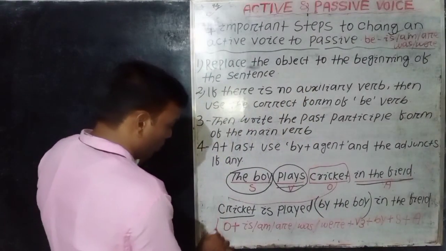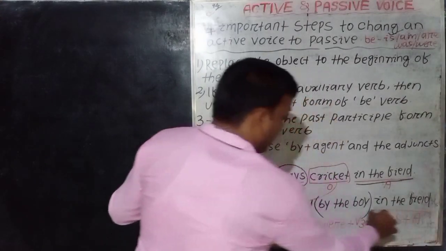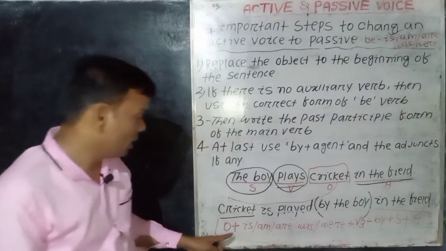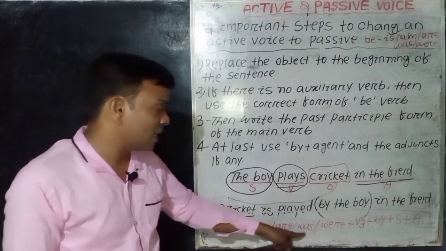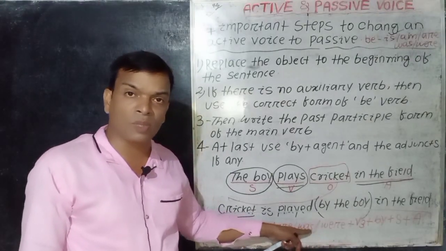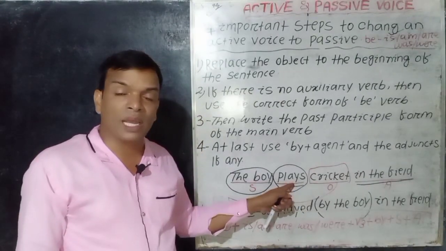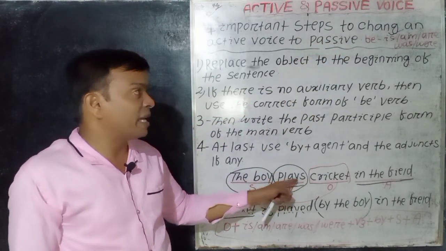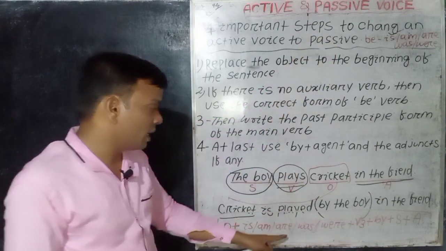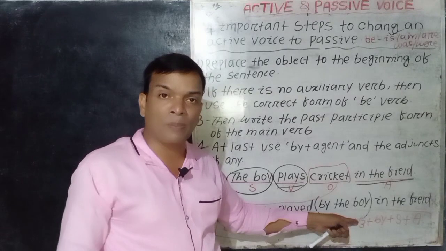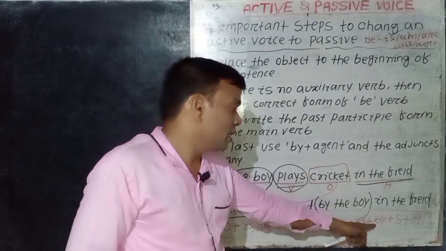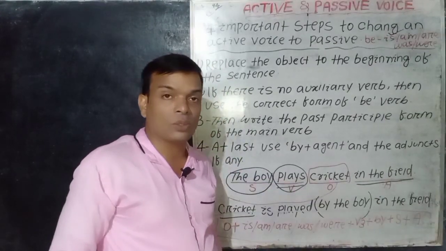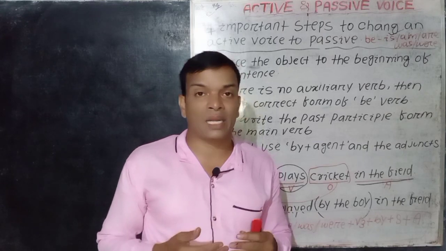You must remember this is the general formula and structure how to change an active voice into passive. First object, then is, am, are, was, were. These are the present and past tense forms of the be verb. If the main verb is in present tense form, you must choose is, am or are. If the main verb is in past form, then you must choose was or were. Then V3, that means the third form or past participle of the main verb. Then by plus subject or agent. Then adjunct. So this is something about how to change an active voice into passive.